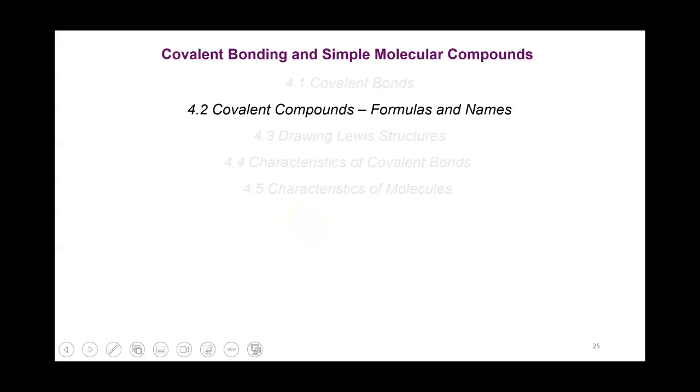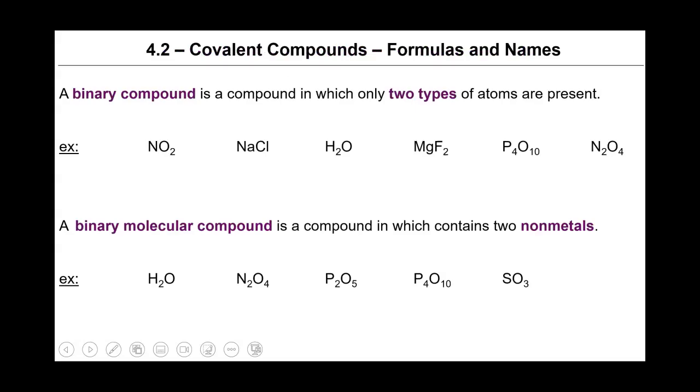In section 4.2, we learned the rules for writing the formulas for covalent compounds and also naming covalent compounds. The type of covalent compounds that we're going to learn the formulas and names for are referred to as binary covalent compounds. A binary covalent compound is simply a compound in which only two types of atoms are present.